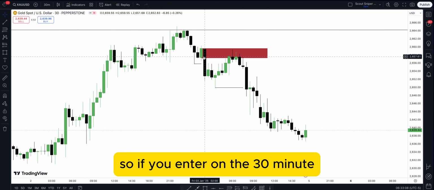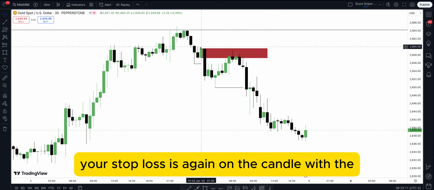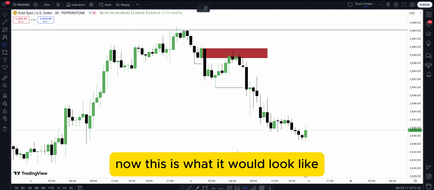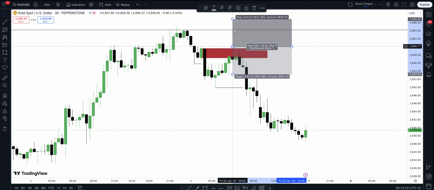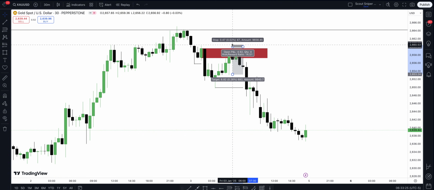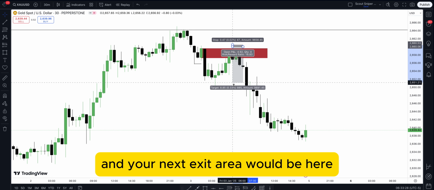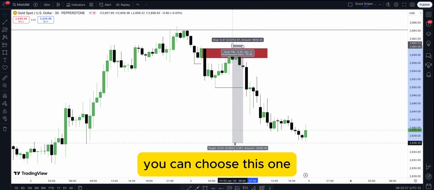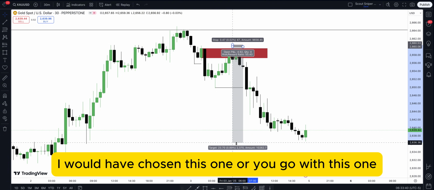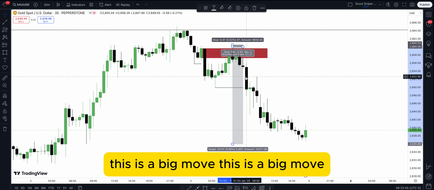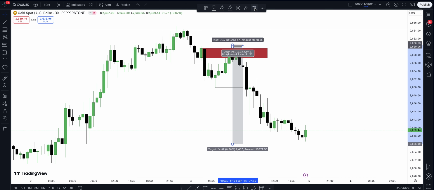So if you entered on the 30-minute, your stop loss is again on this green candle. Now this is what it would look like, something like this, and your stop loss above here, and your next exit area would be here, this first low, and then the next low is here. You can choose this one. I would have chosen this one, or you go with this one. This is a big move. I hope it makes sense, guys.